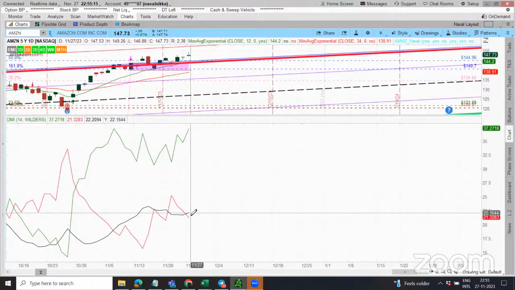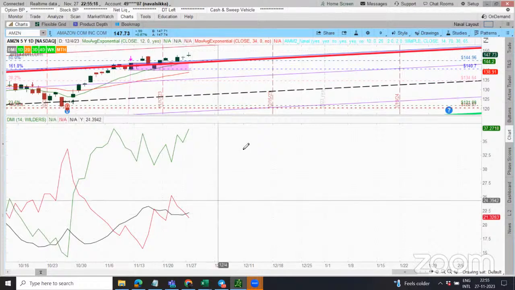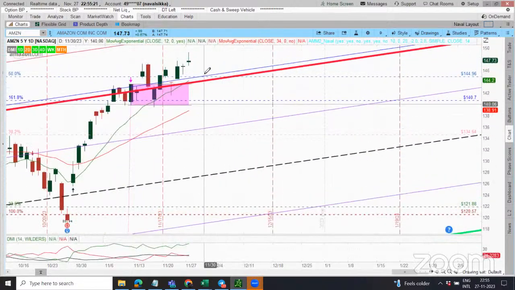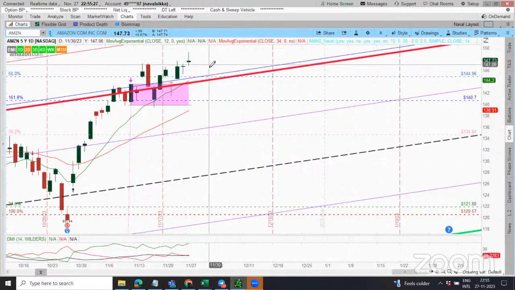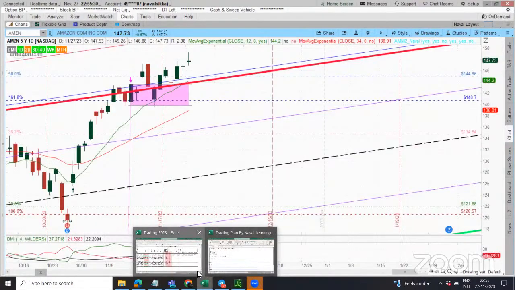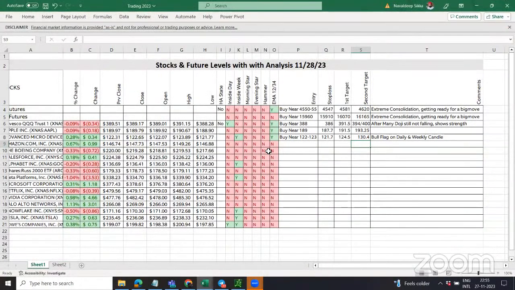So here we are going to mark this as short. So if we lose Amazon 146 area, it could be a high potential for a short. So here the DMI is positive. It's not inside day Amazon, but it is going higher on weak strength. So I'm going to short.